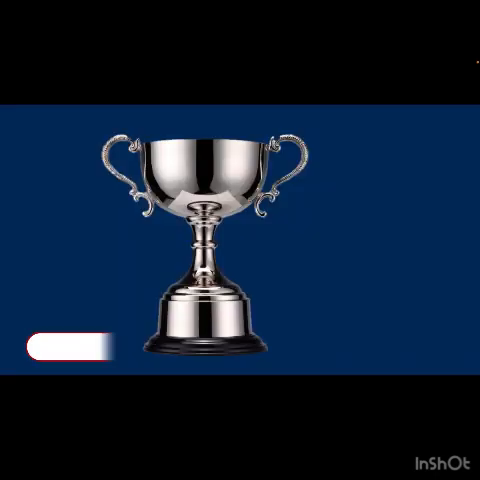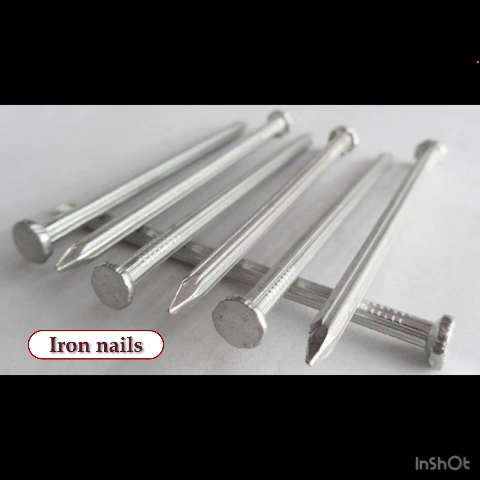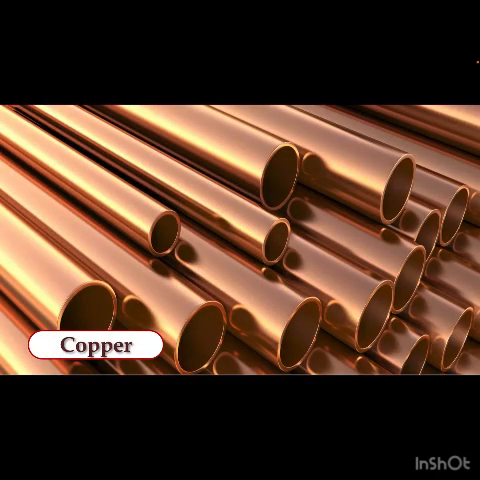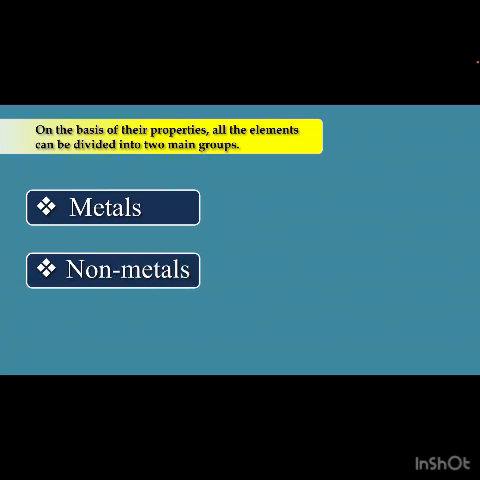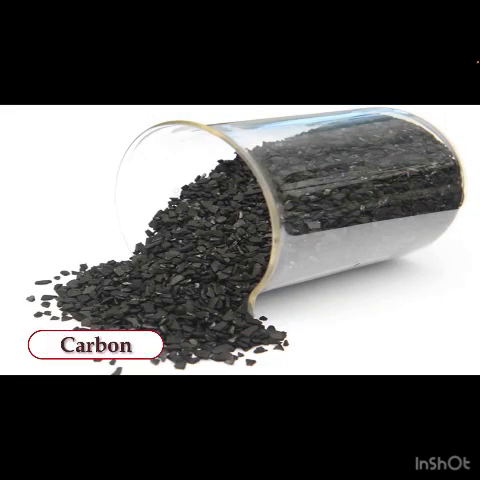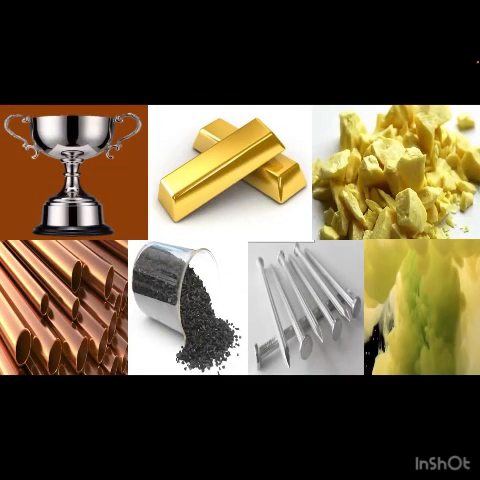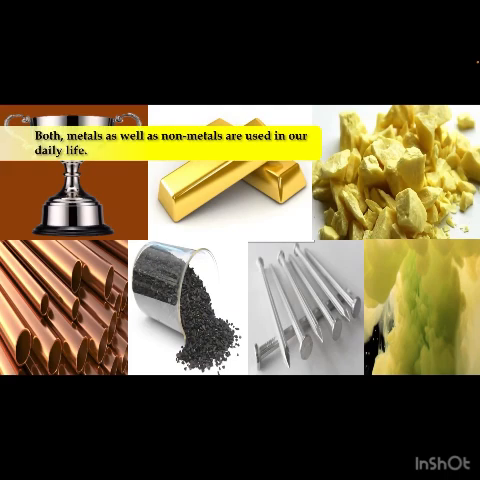Metals like silver, gold, iron nails, copper. So these are the examples of metals. Now let's look at the examples of the non-metals: sulfur, carbon, chlorine gas. So these are the metals and non-metals. Both metals as well as non-metals are used in our daily life.